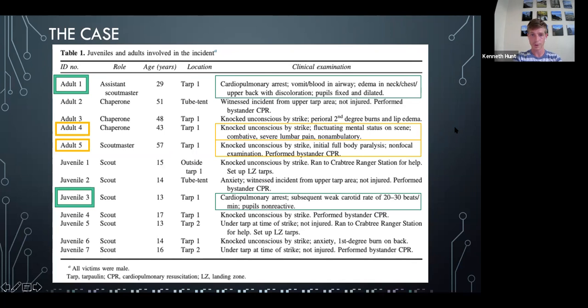A few of them were knocked unconscious by the strike, 2nd-degree burns and lymphedema, but everyone did make a full recovery.